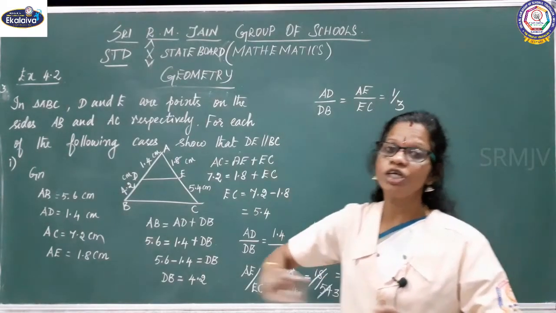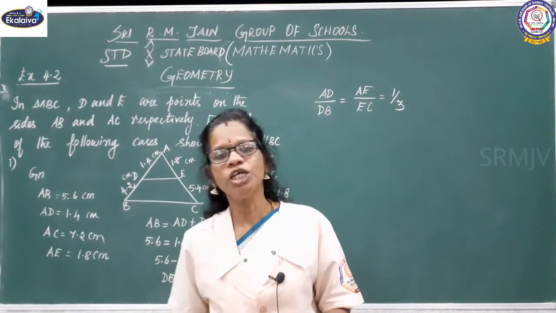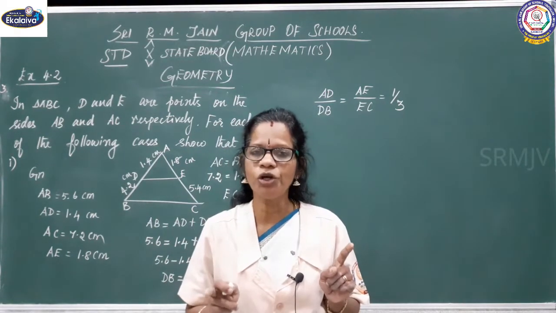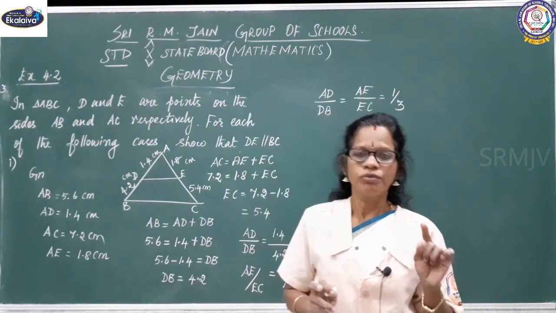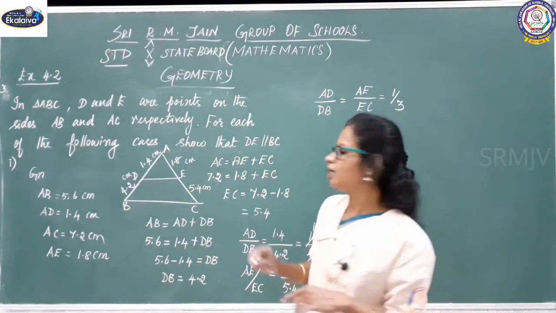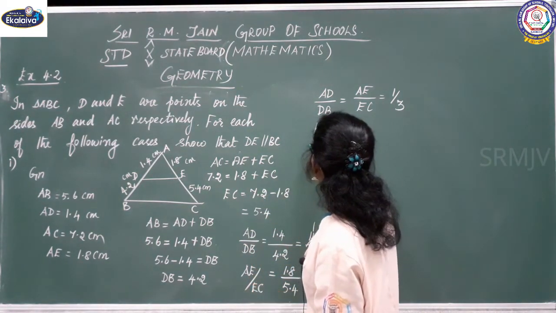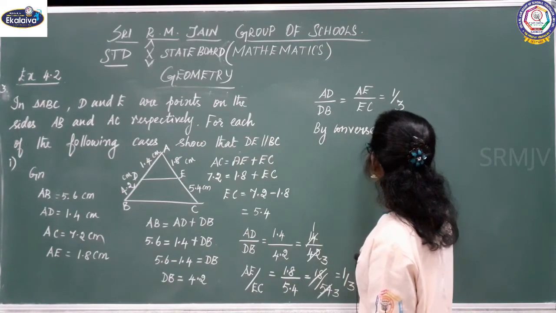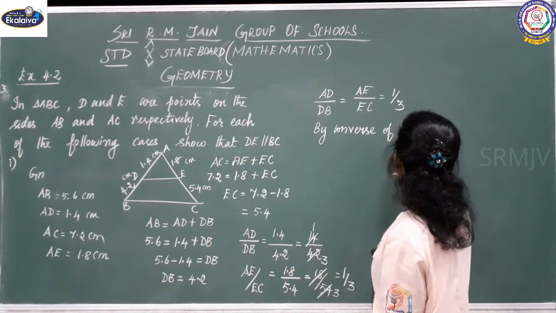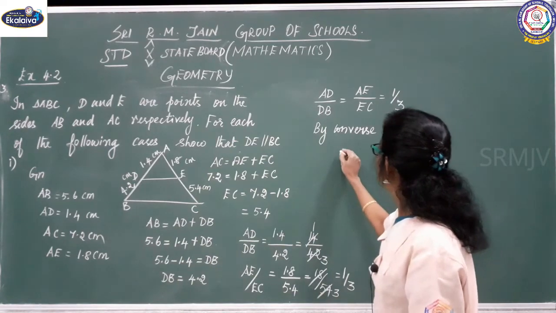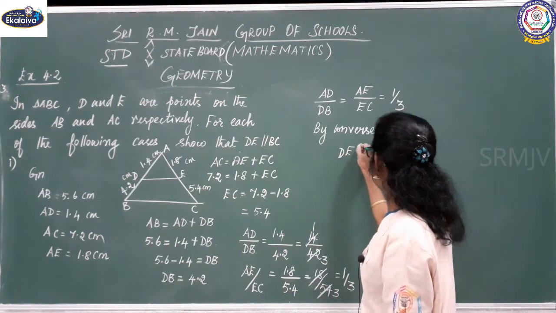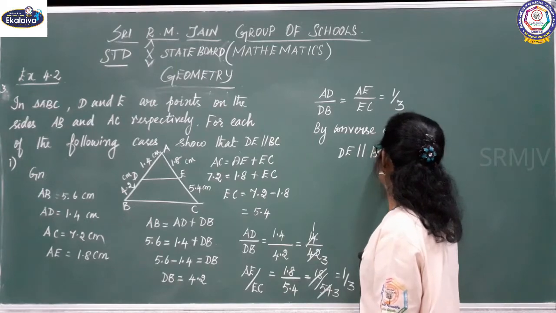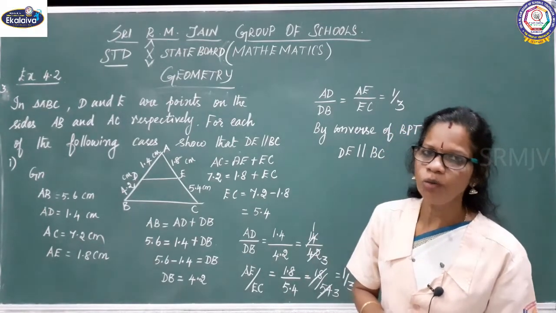Here you said the ratios are equal. If the ratios are equal, what I told you, the line is parallel. That is converse of BPT, right? By converse of BPT, DE parallel to BC.